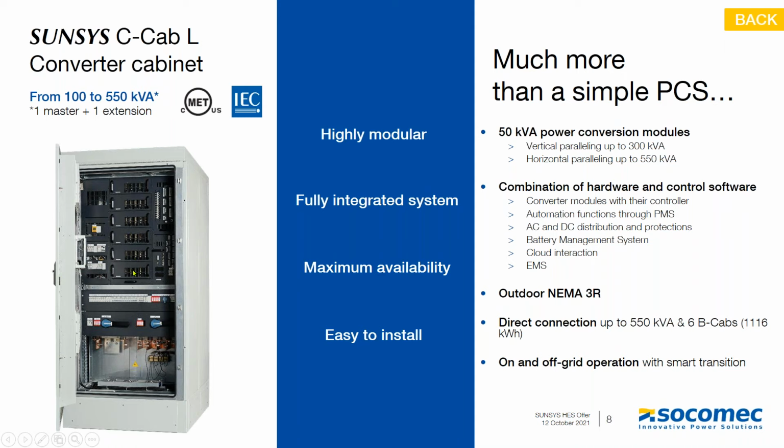Each of those is the front face of a 50-kilowatt, three-stage, fully bidirectional, grid-forming, grid-following converter module. And depending how many of those we put in the cabinet, we get different kilowatt ratings. So if there's just one, it's 50. If it's three, it's 150. Five is 250, six is 300, and so forth. We put two cabinets side by side, we can get bigger.